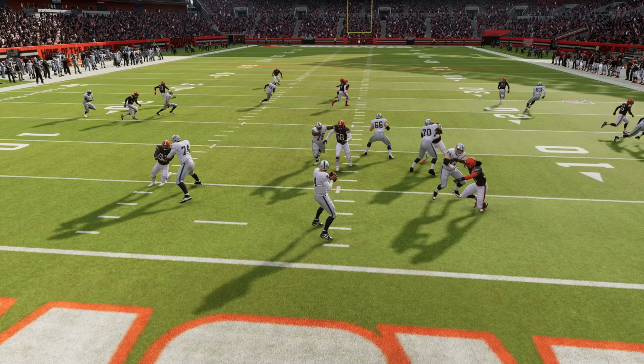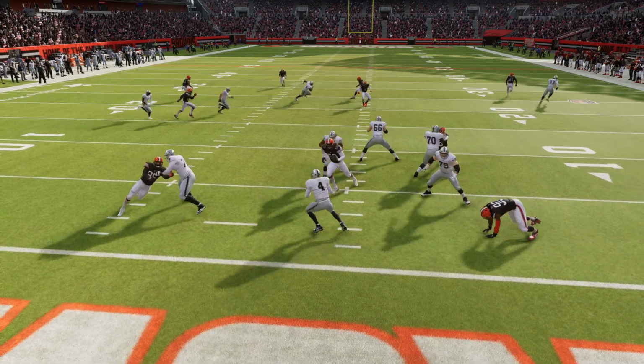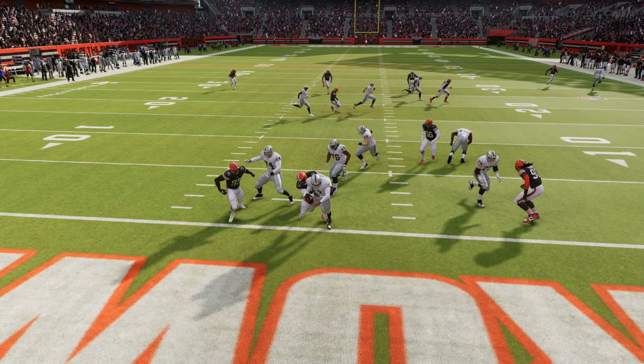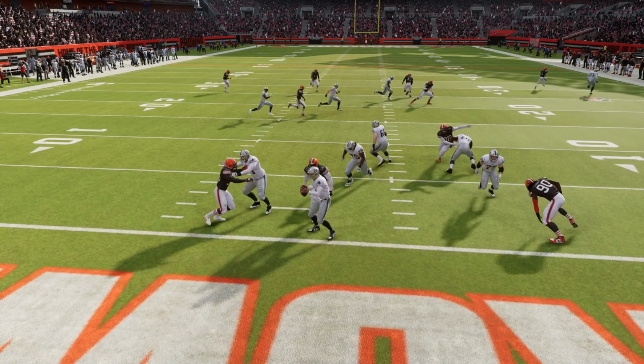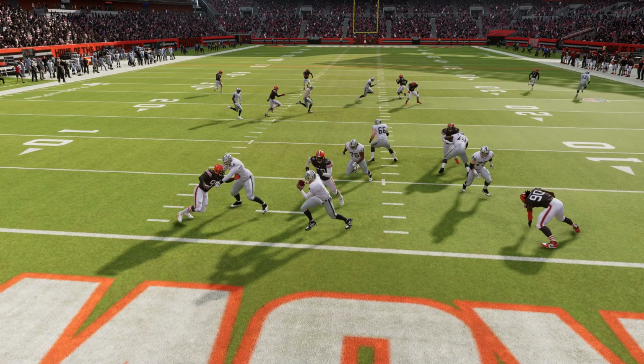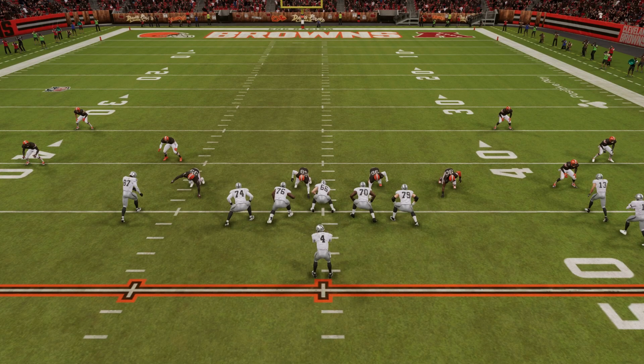There are so many different options, but instead what we get over and over and over again is this: turning our back, running away from where our receivers are, not even giving ourselves an option to throw the football, and not even giving ourselves an option to save some yardage. And then the next problem that I have here is CPU quarterbacks always reacting to your pass rush moves, regardless of whether they are successful or not.